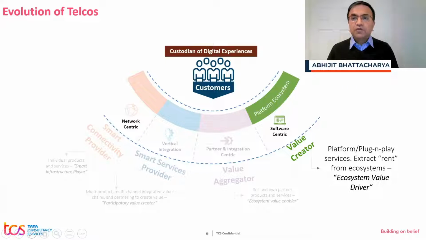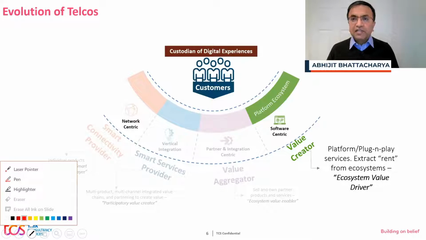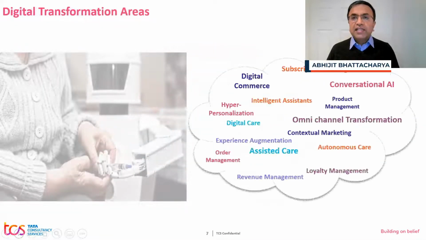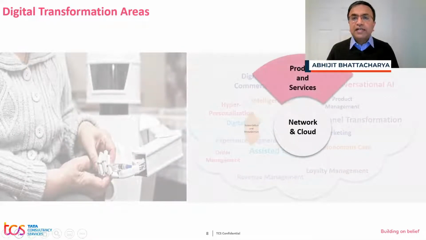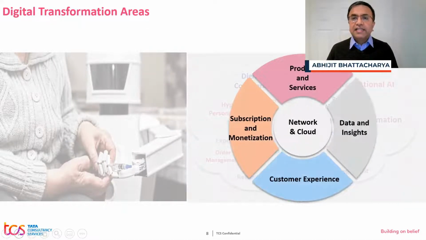Now that we have spoken about the driver, now let's talk about what are the transformation implications. So digital transformation implications is, as the business model changes, telcos have to invest in multiple capabilities, digital capabilities, to drive that business model change. And these business capabilities, if we want to group them into a few areas, this is how it looks. At the center is network and cloud, then is products and services, then is subscription and monetization, then is customer experience and data and insights.